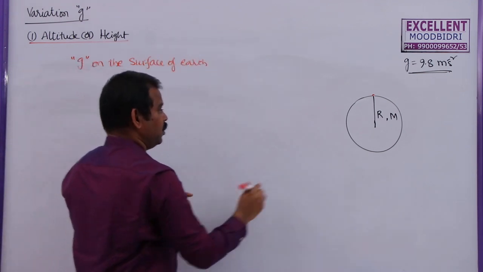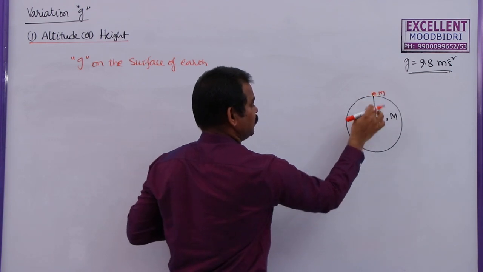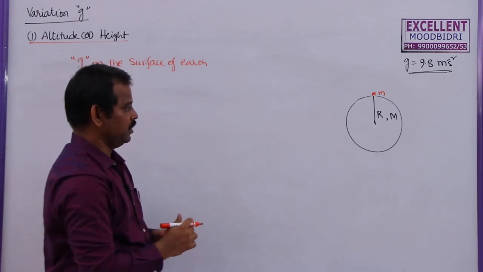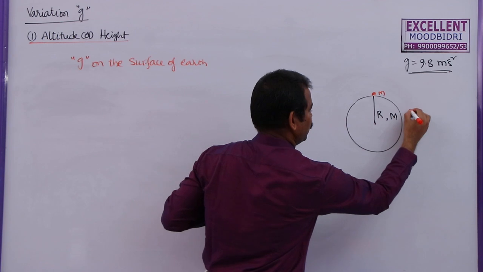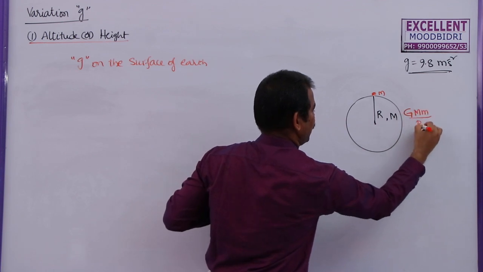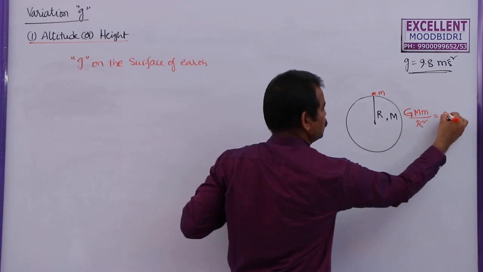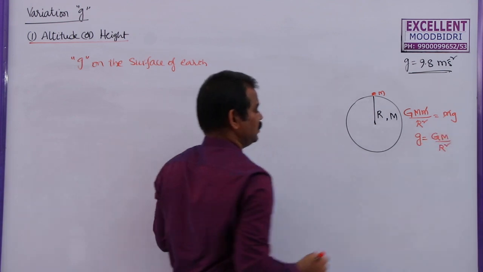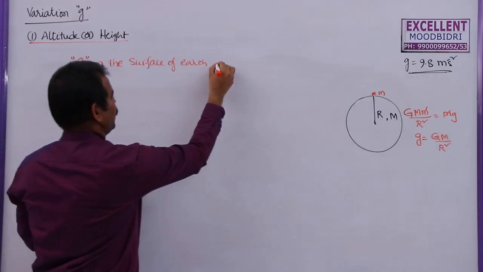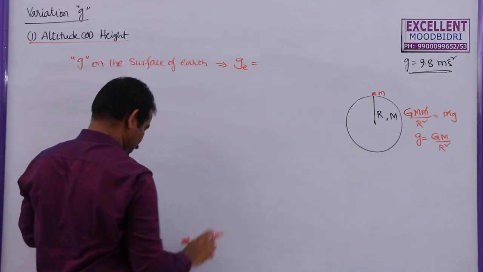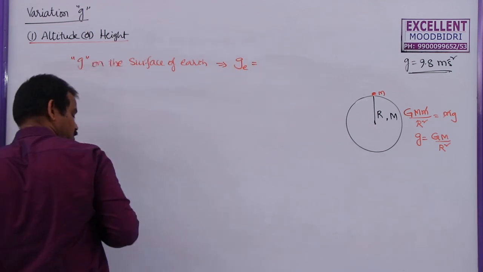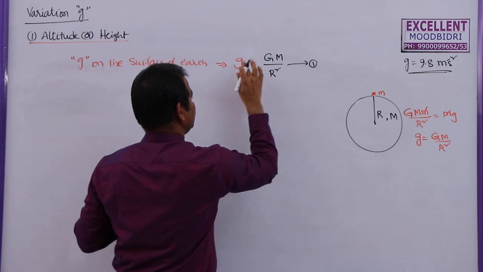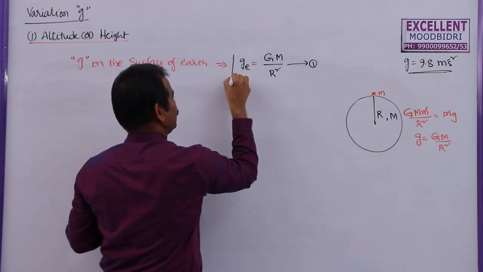That means if a body of mass m is placed here, these two attract each other with a force F equal to capital G, capital M small m by R square, which is equal to weight. So capital G capital M small m by R square is the force of attraction between these two, which is nothing but weight. When these two cancel, small g can be written as capital G capital M by R square. So g on the earth surface is equal to capital G capital M by R square. This is Ge. So I am going to write this as Ge. This is the first equation.